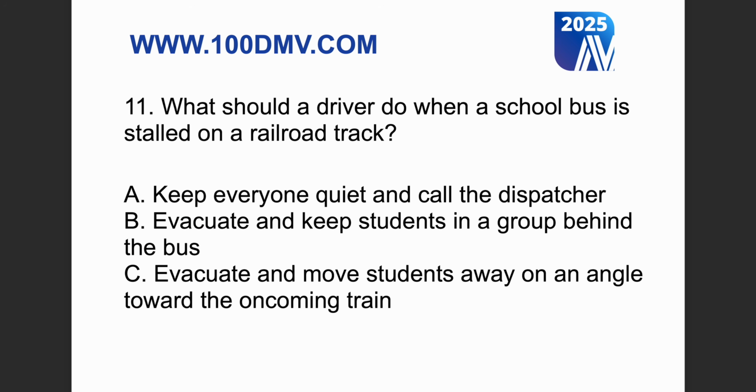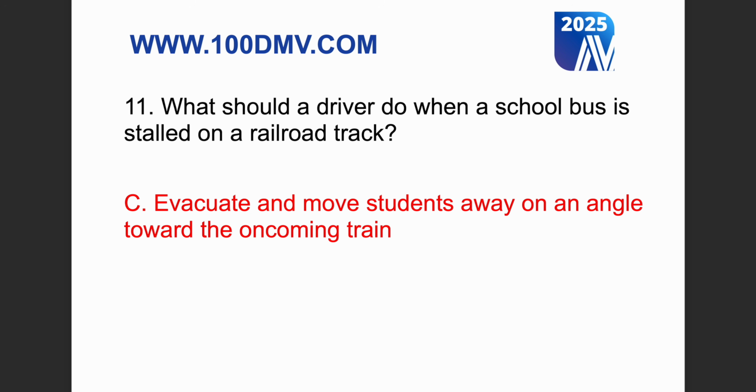11. What should a driver do when a school bus is stalled on a railroad track? A. Keep everyone quiet and call the dispatcher. B. Evacuate and keep students in a group behind the bus. C. Evacuate and move students away on an angle toward the oncoming train. Correct answer? C. Evacuate and move students away on an angle toward the oncoming train.